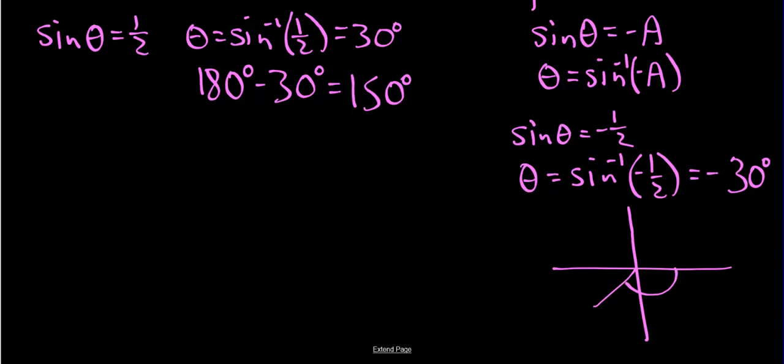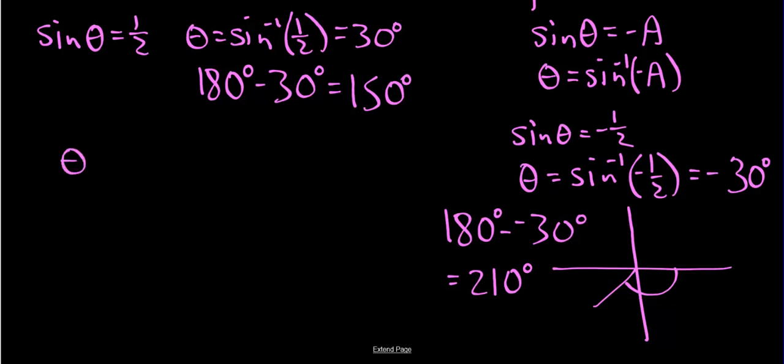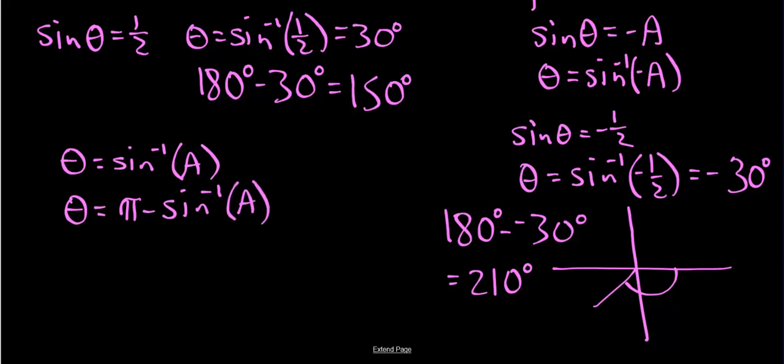So think about it. What if we just did like we did before? Take 180 minus the angle we just got. Okay, so then we've got like 210. So it still works. In other words, what we need to do is we need to say, okay, theta is equal to inverse sine of A, and also theta is equal to pi minus inverse sine of A. Yeah, works, even if A happens to be negative.